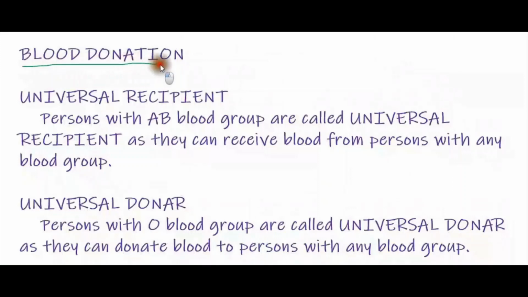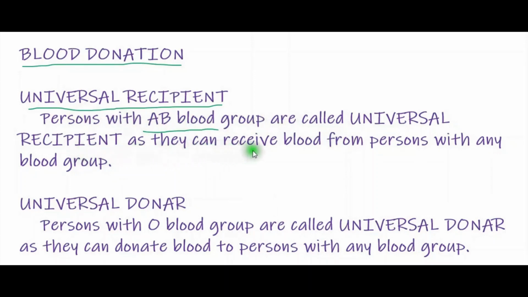Blood donation. One who is donating the blood is known as a donor, and one who is receiving the blood is known as a recipient. So first we have to see universal recipient. Recipient means one who is receiving the blood. Persons with AB blood group are called universal recipient.